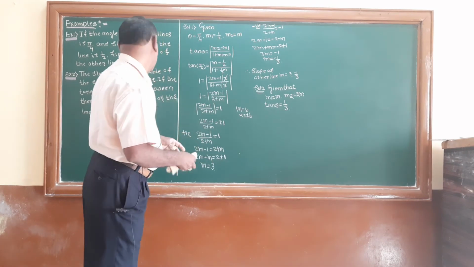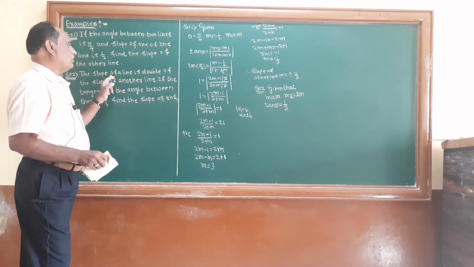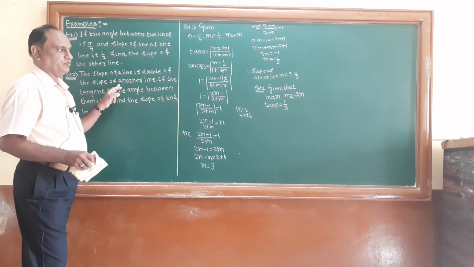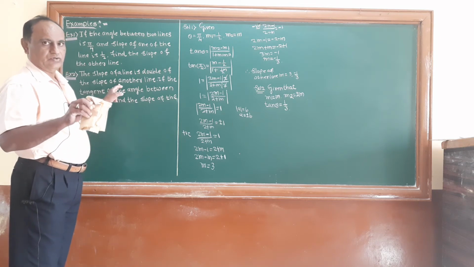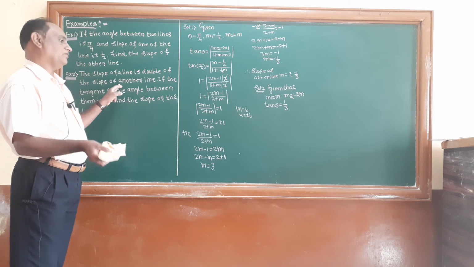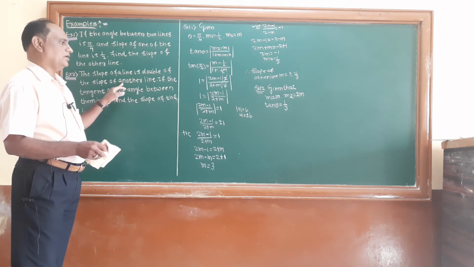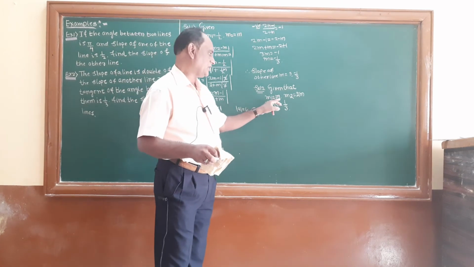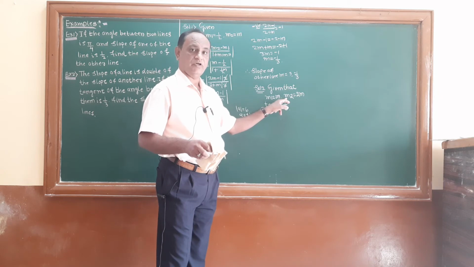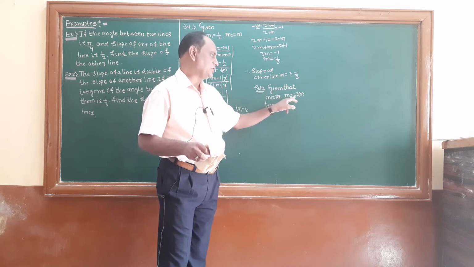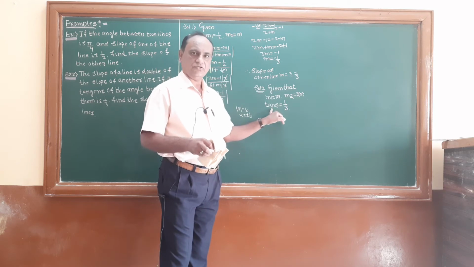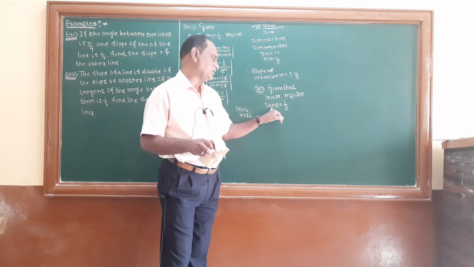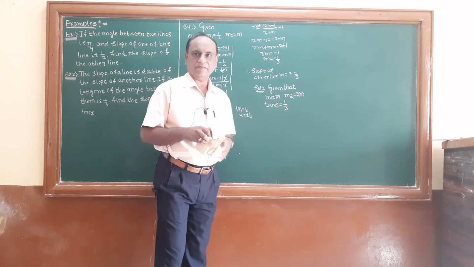See what things are given. The slope of a line is double the slope of the other line, that is, I have taken m1 is equal to m. So double of m1, double the slope of the other line, that is m2 is equal to 2m. I have supposed m1 as m, and m2 is double of m1, so m2 is equal to 2m. The tangent of the angle between them is given: tan theta is equal to 1/3.